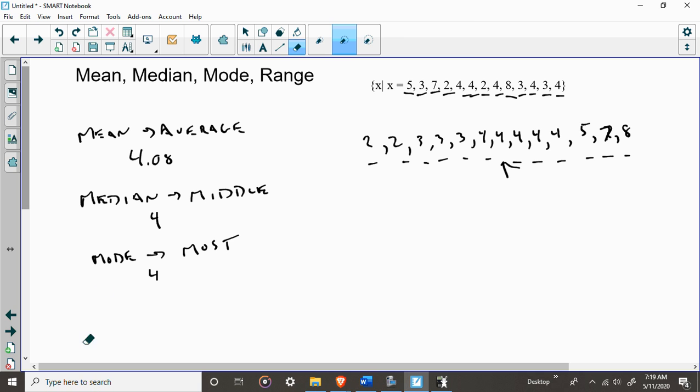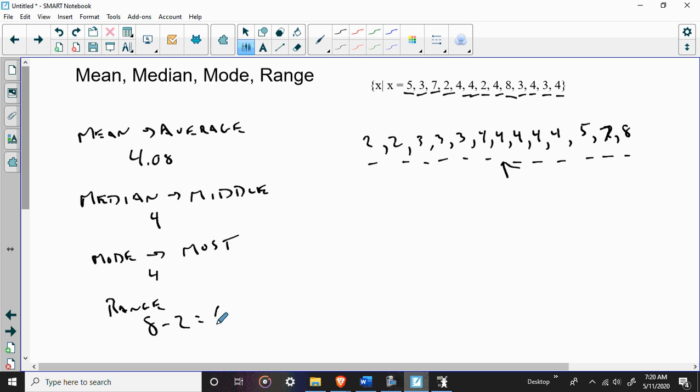And the last thing is the range, which we didn't talk about. Range is pretty straightforward. All you have to do is take your highest number and your lowest number and subtract. So what's your highest number here? 8. What's your lowest number? 2. So 8 minus 2 is 6.